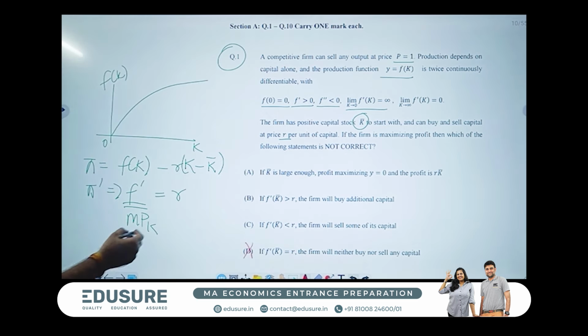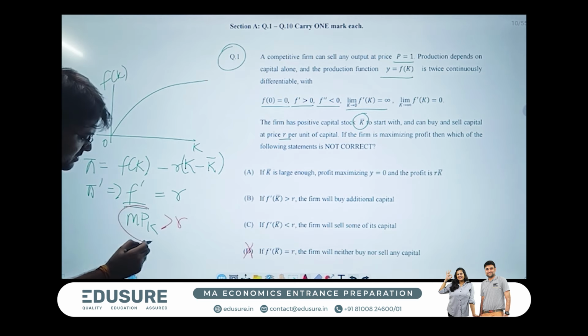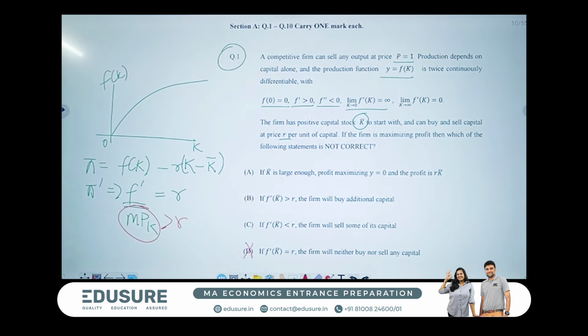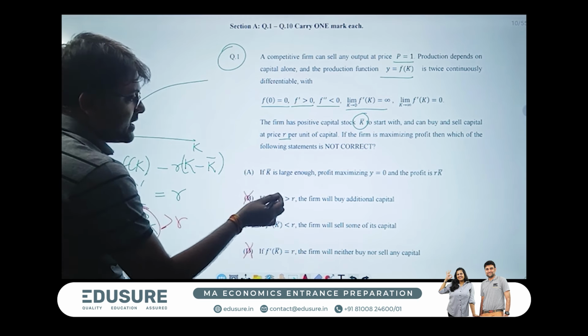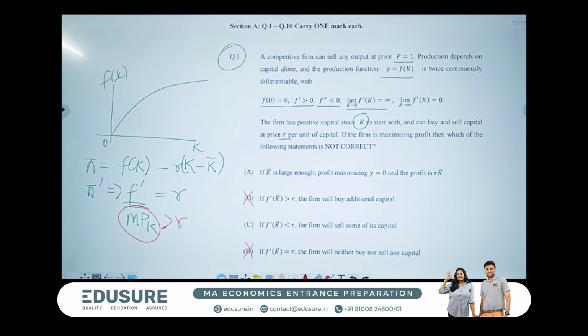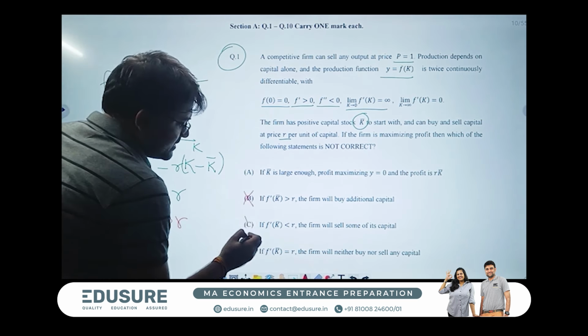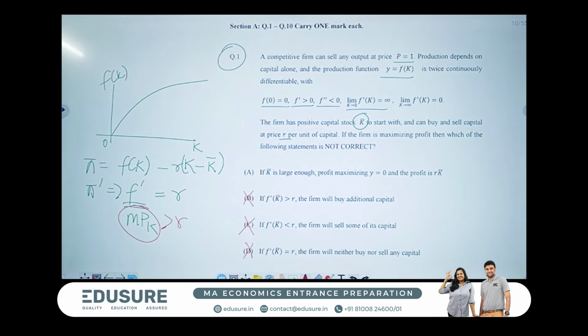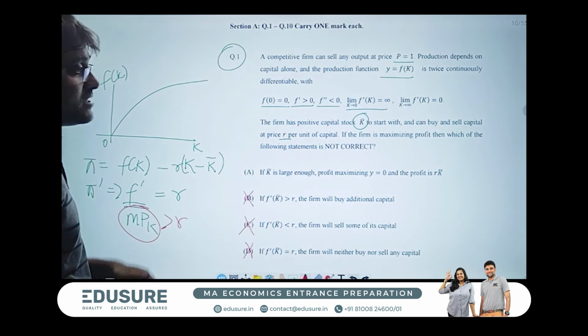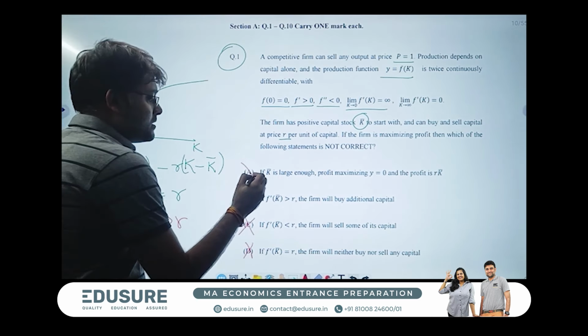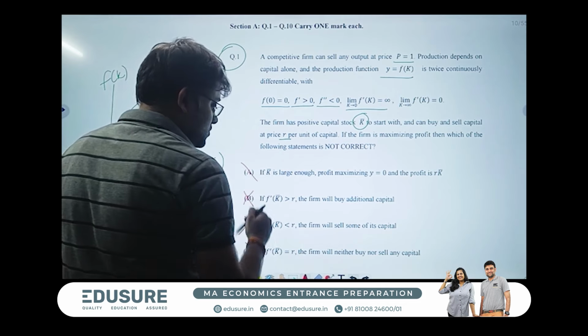If MPK is greater than R, then the firm will want to buy additional capital, because MPK, which is the productivity of capital, is greater than the rental rate. So MPK greater than R, I will buy additional capital. So this is also correct, hence not the answer. Similarly, MPK less than R will sell some of its capital. If K bar is large enough, profit maximizing Y is equal to 0 and the profit is R K bar, this is incorrect, and hence this is what the answer is.